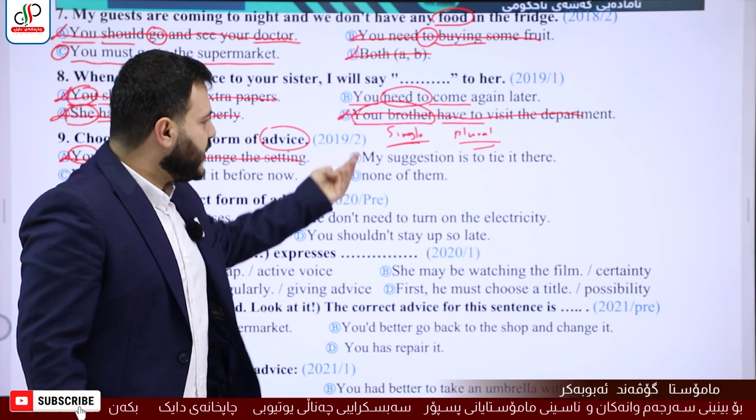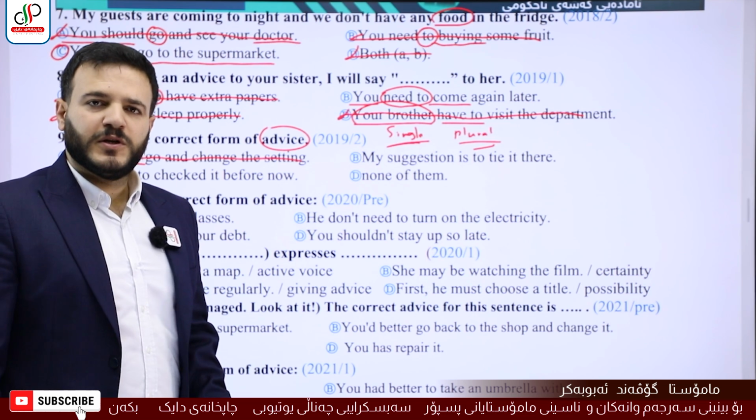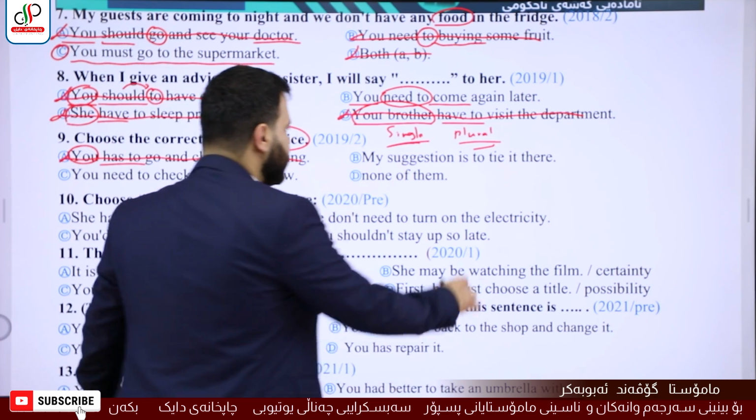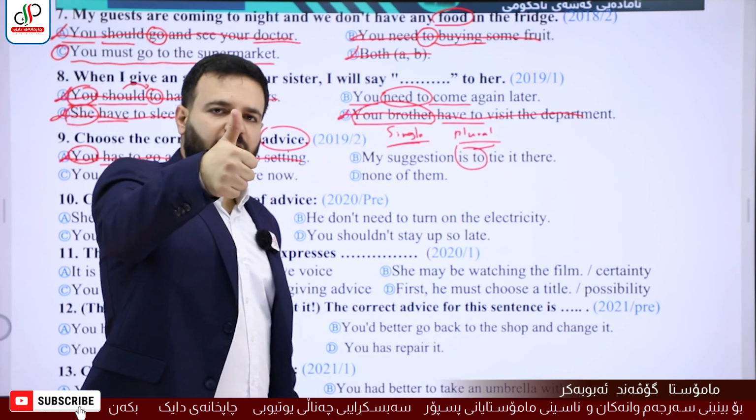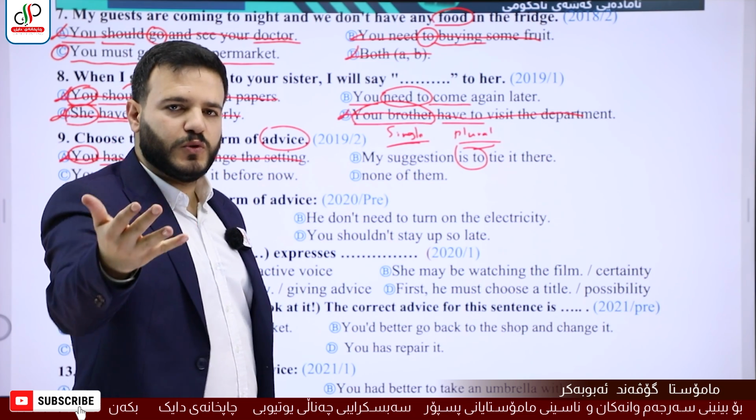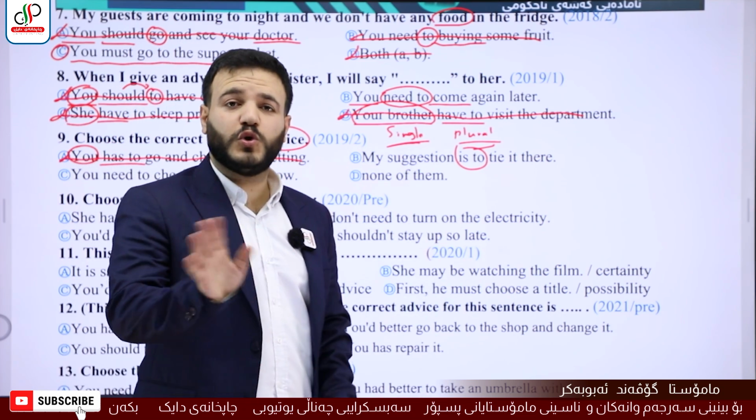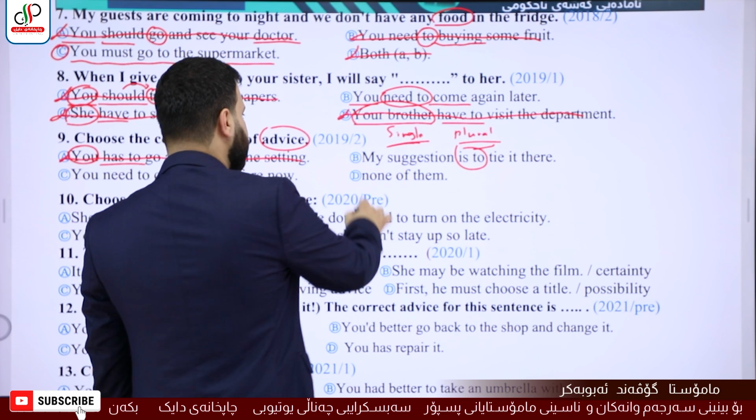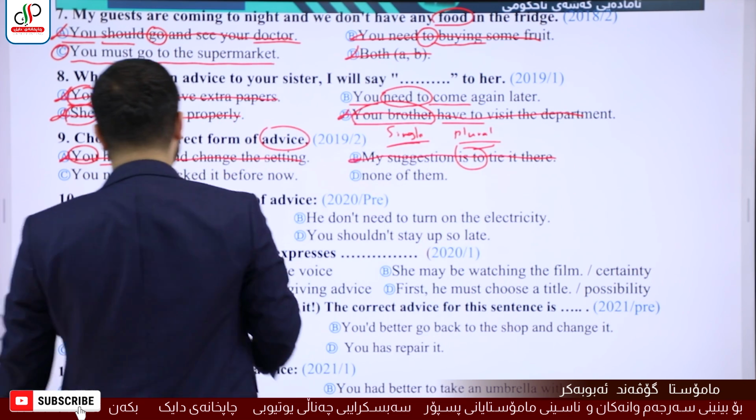B, my suggestion is to tie it there. Do you think we have is to, or we say have to, need to, ought to, and needs to, had to, or something like that? We don't have is to in advice. That's why B is wrong.